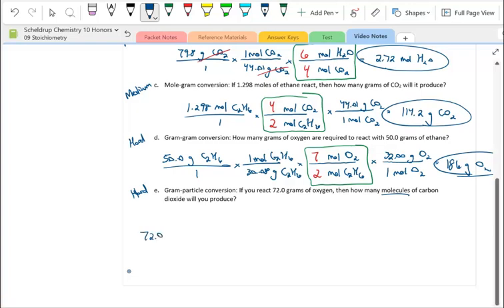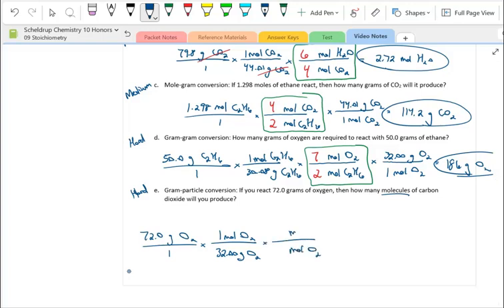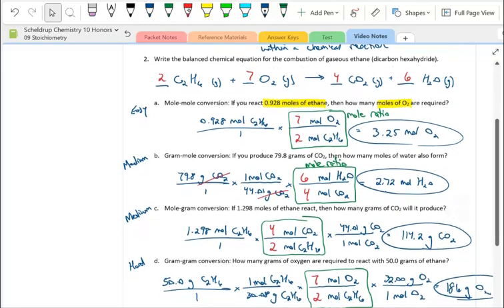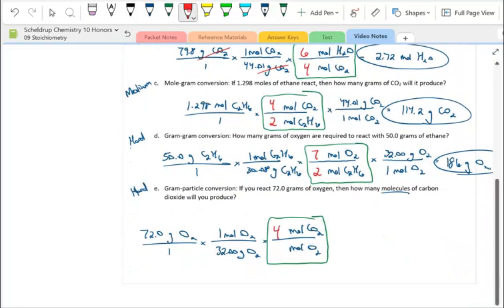So I'm going to start off with my given 72.0 grams of oxygen. And again, I'm always getting into moles. I always want to go to moles first. So 1 mole of oxygen is 32.00 grams. Once I'm in moles, then I can set up my mole ratio. I'm trying to solve for CO2. Again, this mole ratio, converting from one substance in my balanced equation to a different substance in the balanced equation, I always go back and use the coefficients from that balanced equation. So I'm going to be looking at a 4 and a 7. So 4 CO2, 7 O2s.